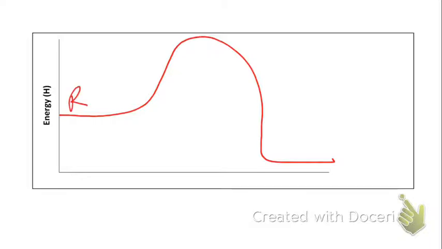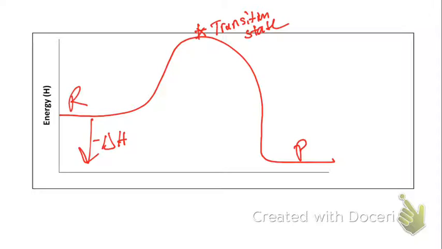All right, so again, draw this. Our reactants, our products, transition state. This is delta H, which is negative, exothermic. This energy barrier is the energy of activation. It's positive. We need energy in order to initiate the reaction to get that transition state.